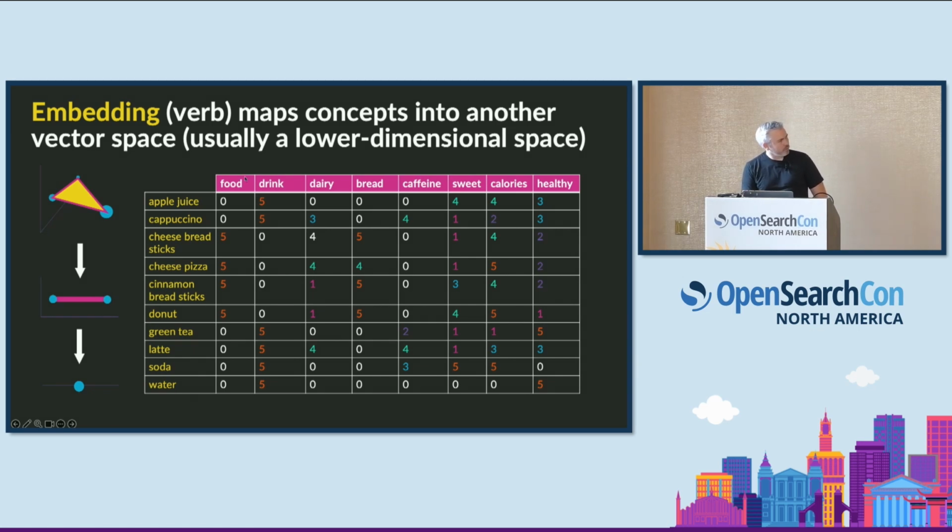What I've essentially done here is I've taken all those words and reduced them down to a finite number of dimensions, in this case 8. So I've got 8 dimensions that are very explicit and partitioned off. Food is one of those dimensions, drink is one of those dimensions, dairy, bread, caffeine, et cetera. If I look at something like apple juice, it's very much not food, very much a drink, not dairy, not bread, not caffeine, very high on sweet, very high on calories, and kind of in between but tending towards unhealthy.